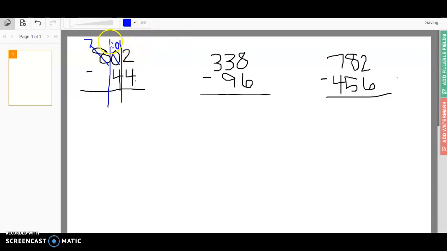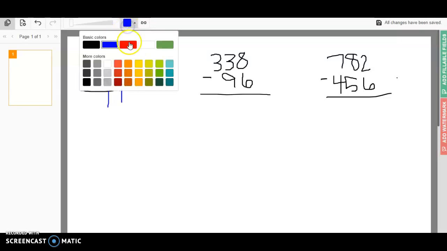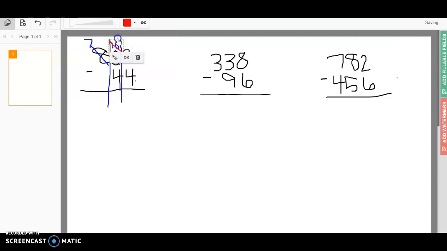Now I can break this 10, turn it into, let's use a different color now, turn it into a 9. The reason I turned it into a 9 is because I'm going to break the 10 for this 1. So I'm going to break this, borrow a 10 from here, which is what turned that into a 9. And I know 10 tens is the same as 10 ones, and 10 plus 2 that I already had is 12.